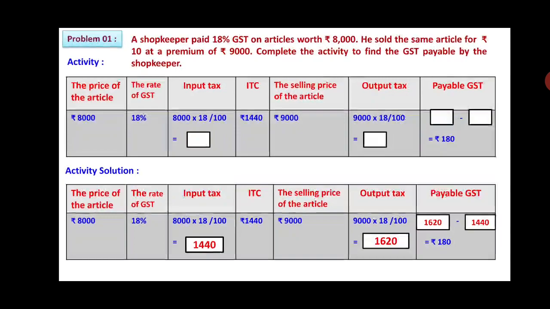The answer is like this. Activity solution. First column, the price of the article is rupees 8,000. The rate of GST is 18%. That is 18% of 8,000, that is 1,440. That is in the box.